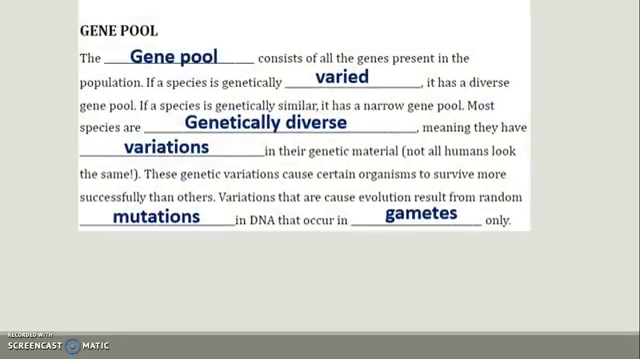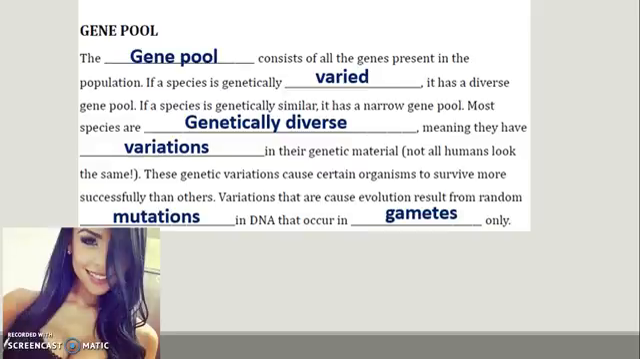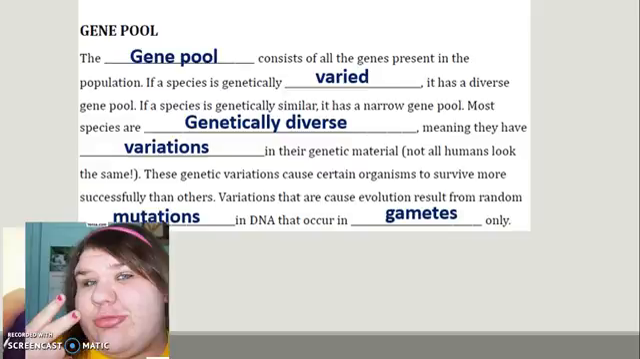The gene pool consists of all genes present in the population. If a species is genetically varied, it has a diverse gene pool. If a species is genetically similar, on the other hand, it has a narrow gene pool. Most species are genetically diverse, meaning they have variations in their genetic material. It's like all humans don't look alike. You have some really attractive humans and you have some not so attractive humans. Same thing with dogs. You have really nice looking dogs: golden retrievers, labs, cocker spaniels, chihuahuas. There are variations, even though they're the same species of animal.